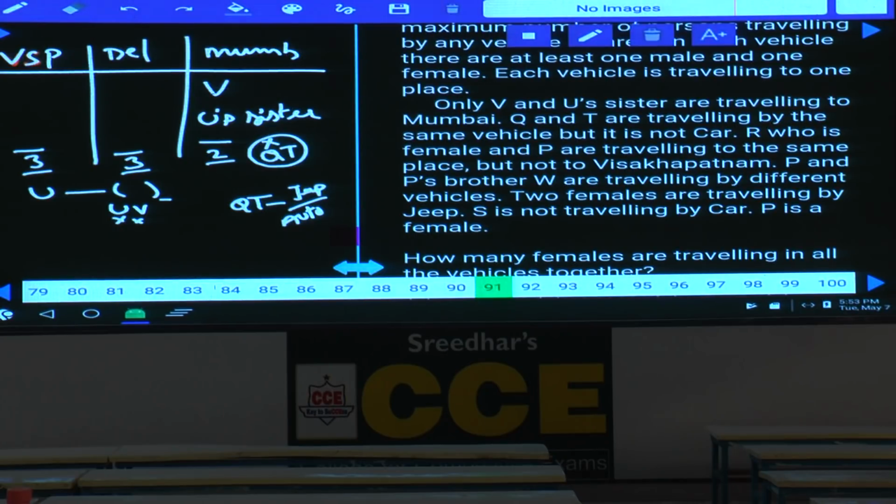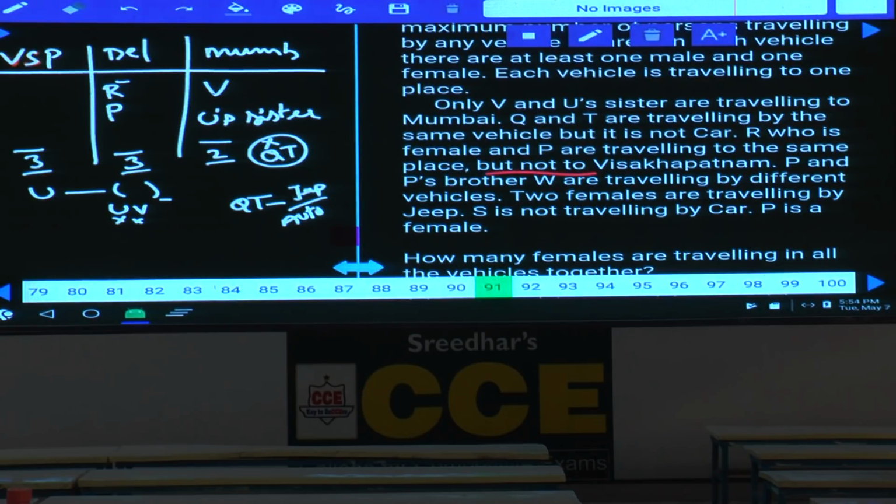And next, R who is a female and P are traveling to the same place but not to Visakhapatnam. R and P cannot travel to Mumbai. Why? Because if R and P travel to Mumbai, you will have 3 persons traveling to Mumbai. That is also not possible, so R and P must be Delhi. R is a female and P is one more person. Now R and P are done. Then what happened to Q and T? Q and T cannot be Mumbai, cannot be Delhi.